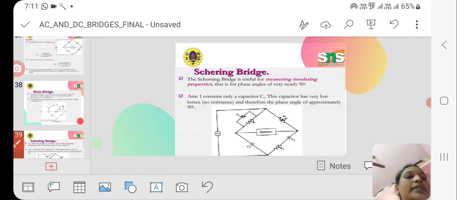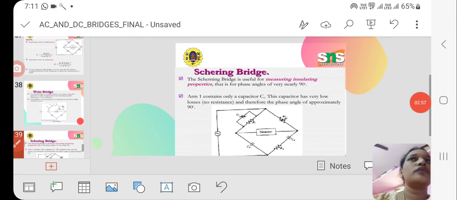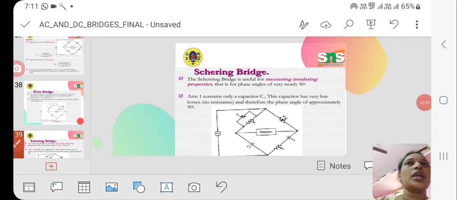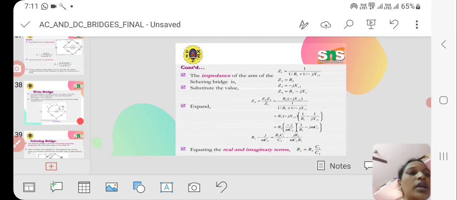The parallelly connected Cx and Rx is variable, whereas the rest of the arms are standard. When the bridge is in balance condition, zero current passes through the detector, which means the potential across the detector is zero. So at balance condition, Z1 by Z2 is equal to Z3 by Z4, or I can say Z1 Z4 is equal to Z2 Z3. By substituting the impedance of each arm, the unknown resistance value and unknown capacitance value can be found.